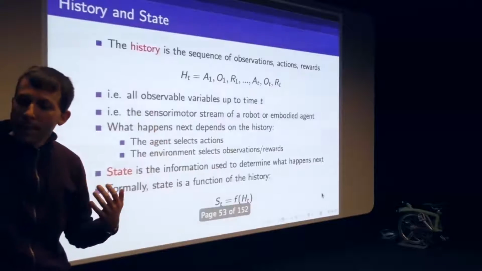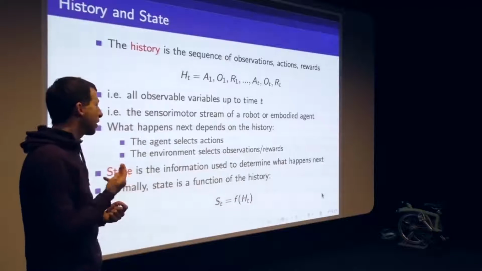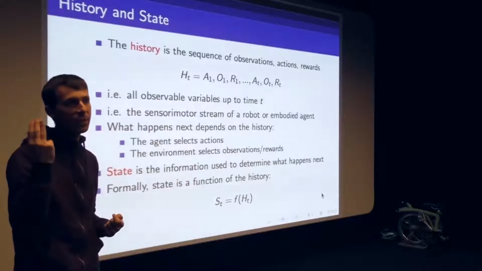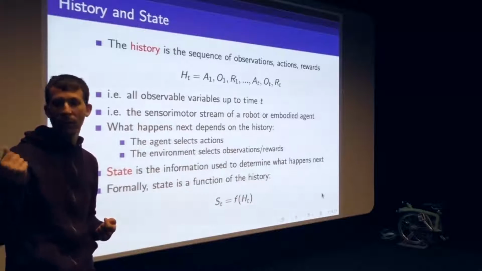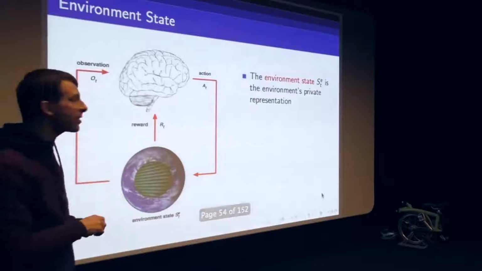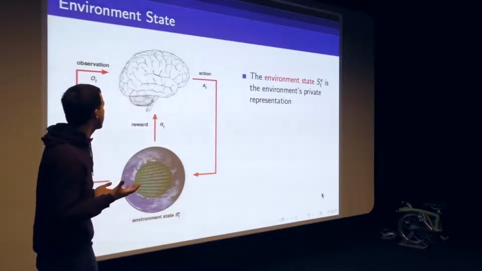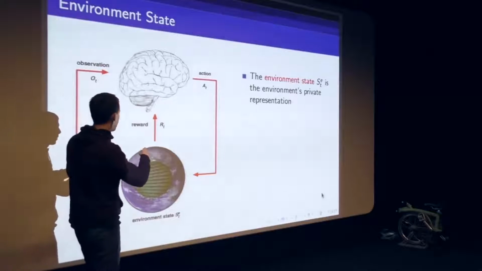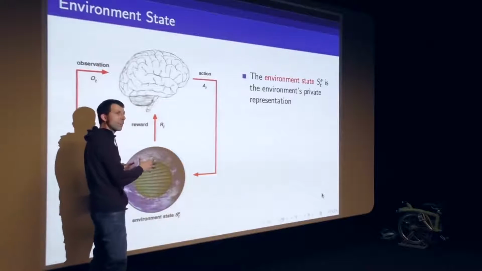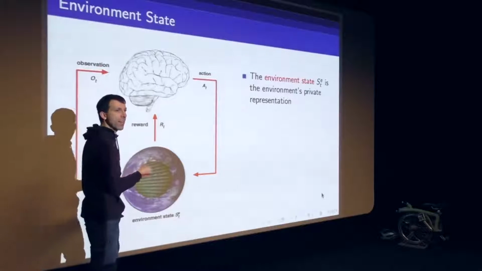But there are many different definitions of state, and what I want to pick apart now is at least 3 different definitions of state to understand what they really mean and how they relate to each other. The first definition is what we call the environment state. The environment state is basically the information that's used within the environment to determine what happens next.